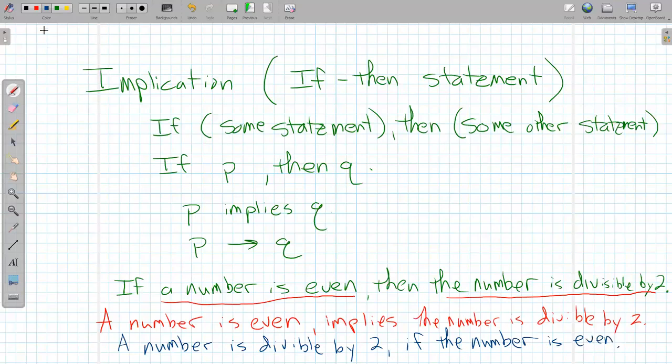And this third one is often confusing because I changed the order. However, notice what the if is still with. The if is still with being even. I didn't change that. So these 3 statements here are equivalent ways of expressing the same idea. Equivalent, they mean the same thing.